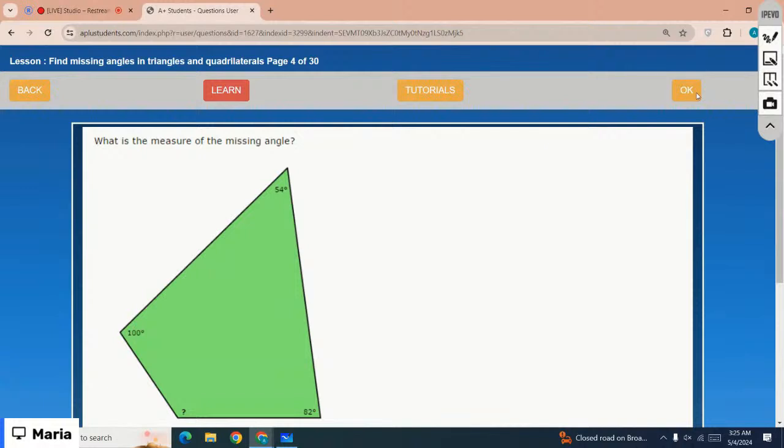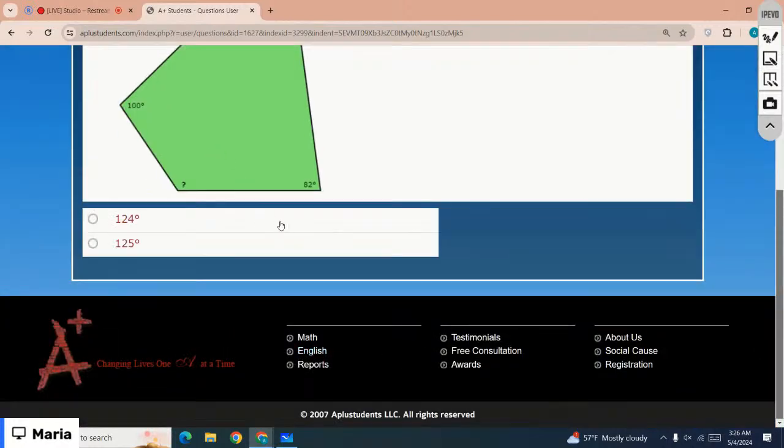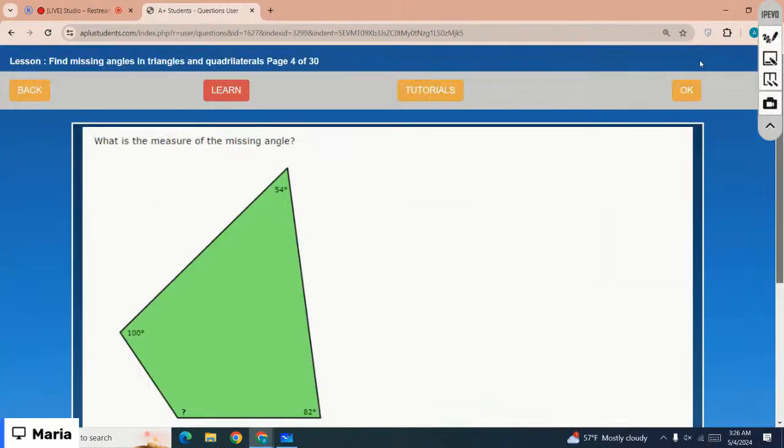What is the measure of the missing angle? That's again a four-sided shape. So which is the correct option? So the sum of all the angles in a four-sided shape must be 360 degrees. So let's just add these angles and subtract out of 360. That's how you find the missing number. So the missing number is 124 degrees, which is the correct option.